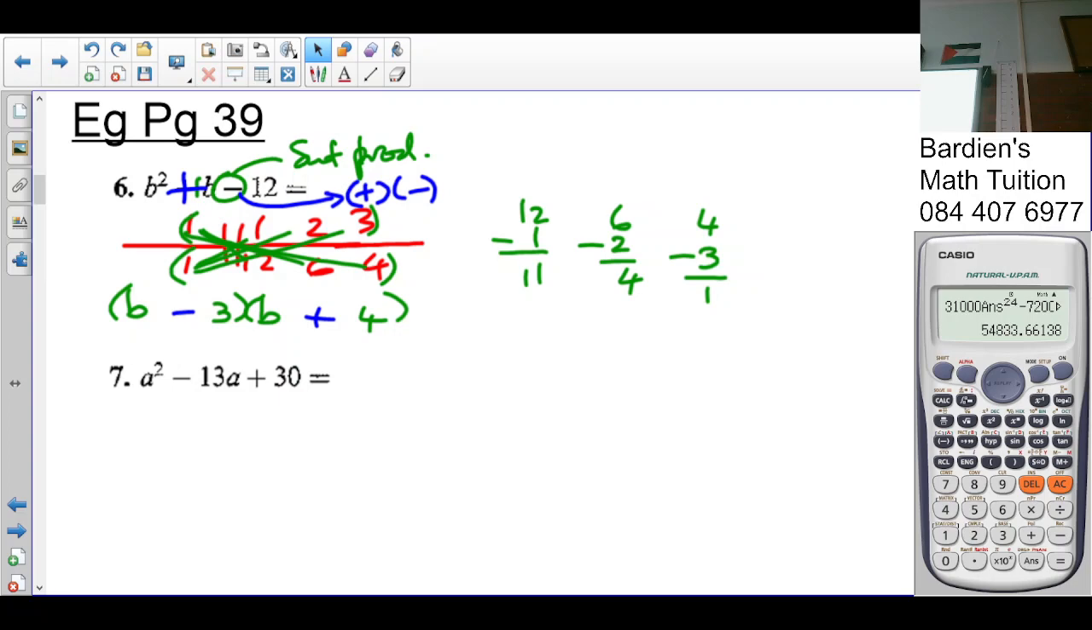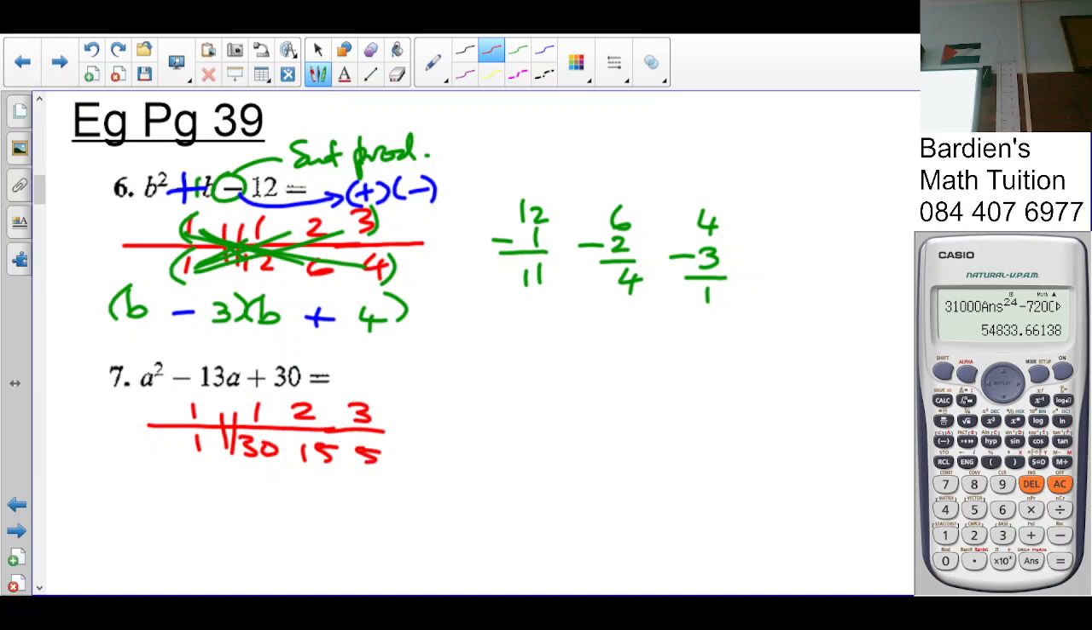Okay, let's do this one quickly. Okay, let's do the products. What goes on the line? 1 and 30. 2 and 15. 3 and 10. 5 and 6. Okay. Sounds like you guys have left out one product. 2 times 15 is 30, so you can't do it.